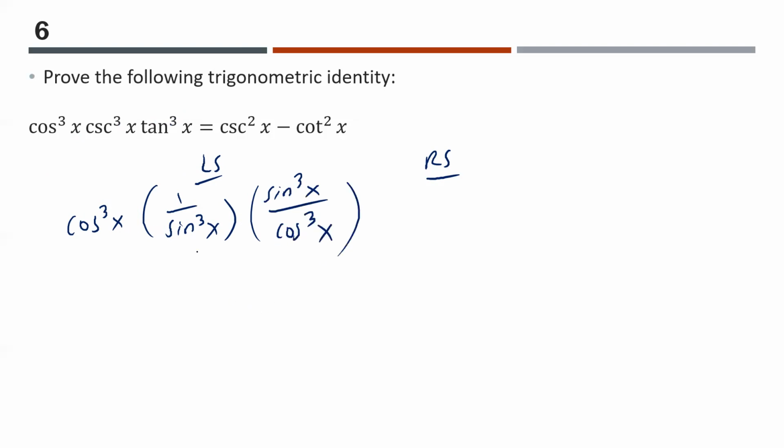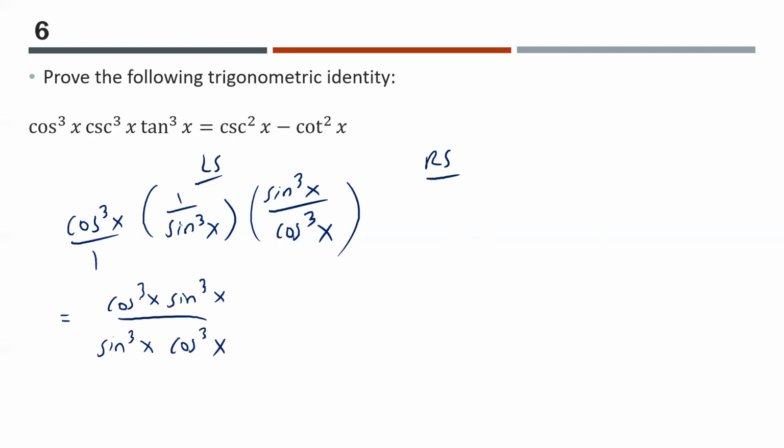This is a bunch of stuff being multiplied together. We can consider this cosine cubed over 1. Just write it as one jumbo fraction. Now we can say all this stuff on the top is cosine cubed x times sine cubed x. And then all this stuff on the bottom is sine cubed x cos cubed x.